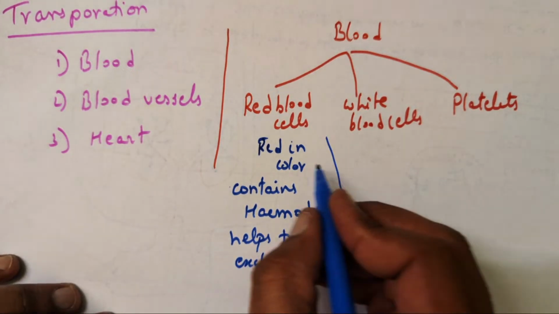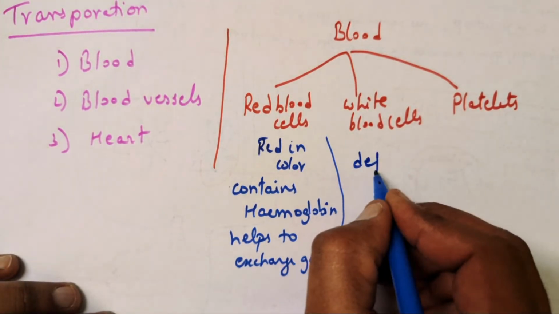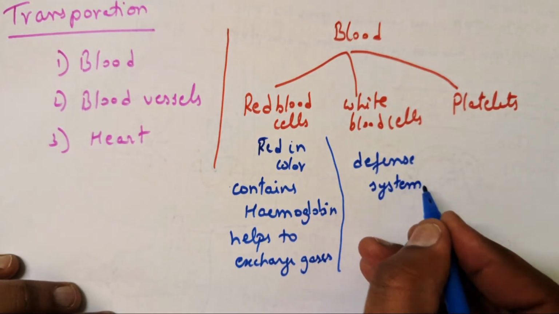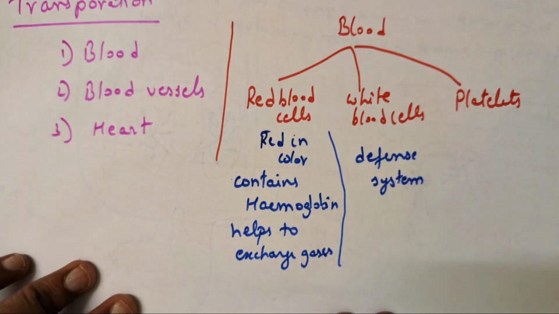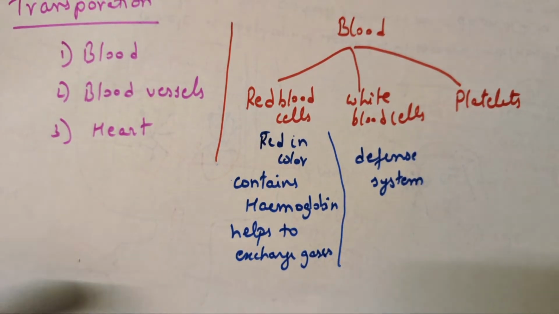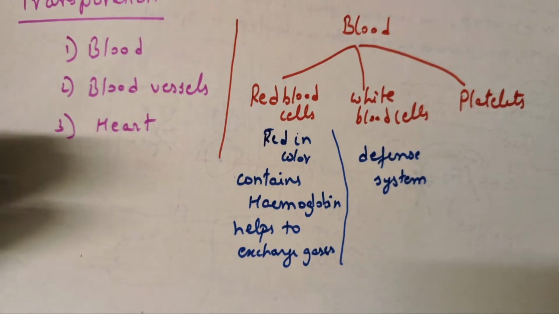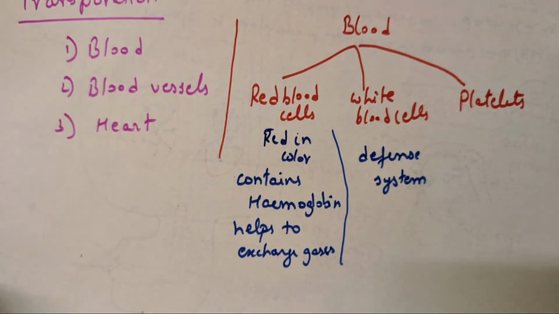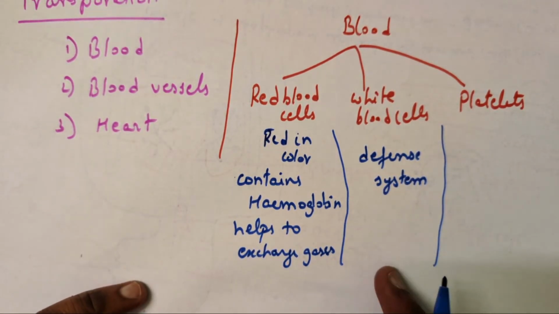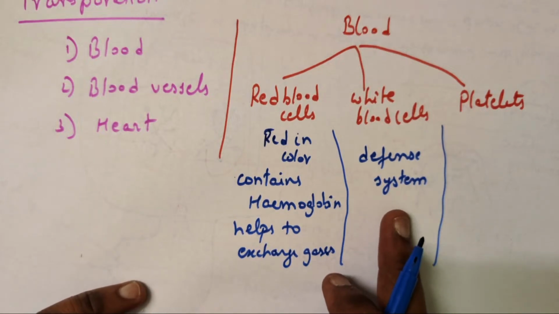White blood cells, the main part is the defense system. So white blood cells are very important for the defense system against any viruses or bacteria which come into contact. White blood cells are the fighting part which fights the bacteria or the virus coming into the body, and they help to destroy them. And this doesn't contain hemoglobin and is not helpful for exchanging gases. The main part of the white blood cells is the defense system.